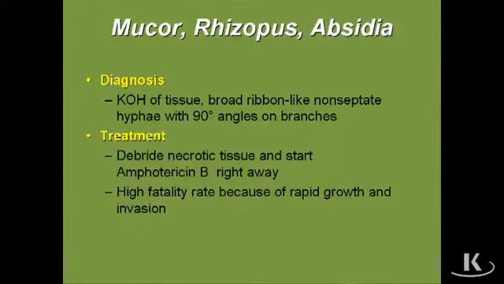How are we going to treat it? We're going to use amphotericin B as soon as we can. We're going to debride the tissue, but most of the time patients don't survive infections with mucor.